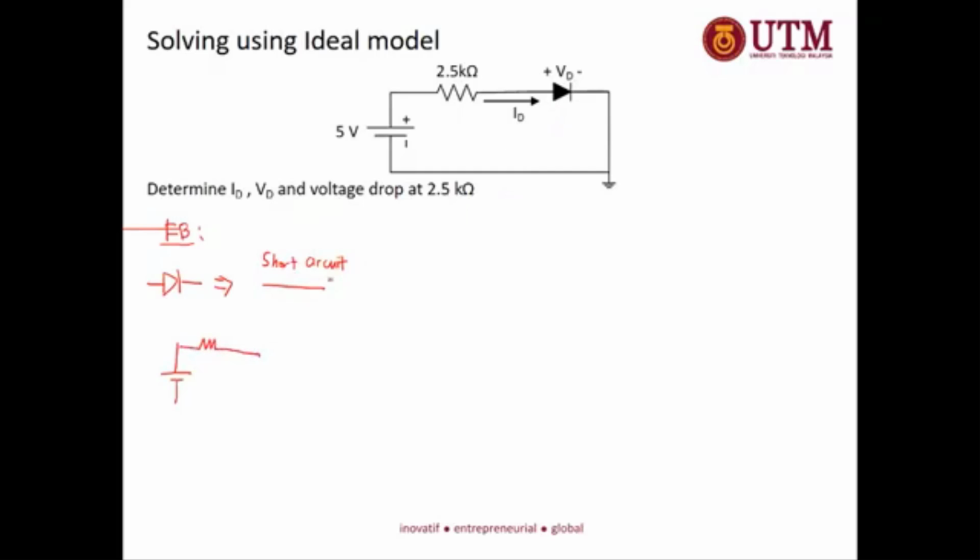Okay, so we have the diode here, replaced with just a line. So this is the 5 volt, this is 2.5 kilo ohm, and then this is a line. This should be a diode here, but this is only a line here. So we have this one as ID.